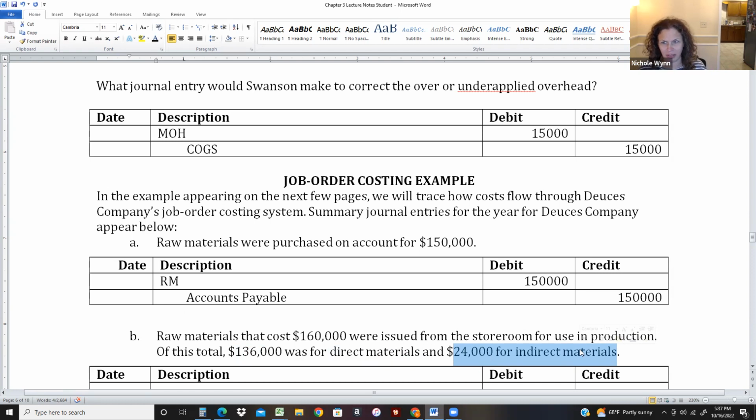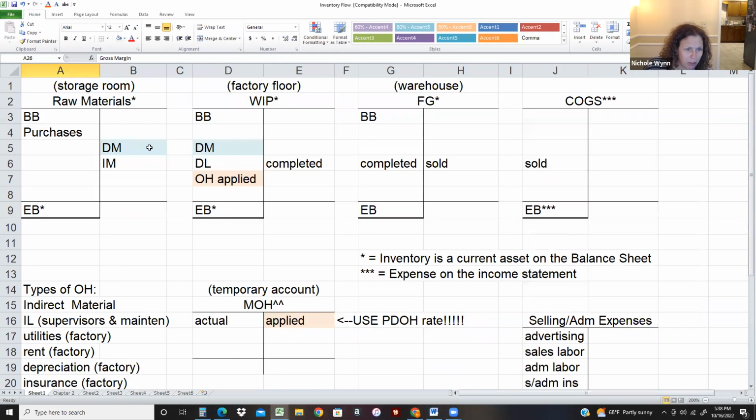Indirect materials are things like sandpaper for a car, or cleaning supplies, or oil to change the oil in the machine. Those are indirect materials. So they do not go to WIP, they go to overhead. So when the number comes out of raw materials, it's direct and indirect. Direct goes over here to WIP and indirect goes into overhead.